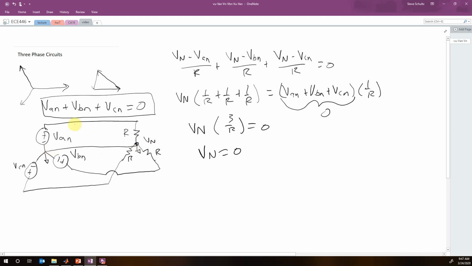Now we also want to look at these currents. We call this IA, and if this point here is ground, then IA is going to be equal to VAN over R. The IB, which is right here, is going to be VBN over R, and then the same thing with our IC down here. IC is equal to VCN over R.